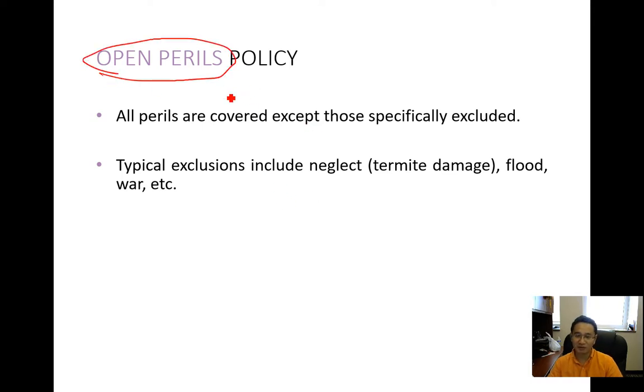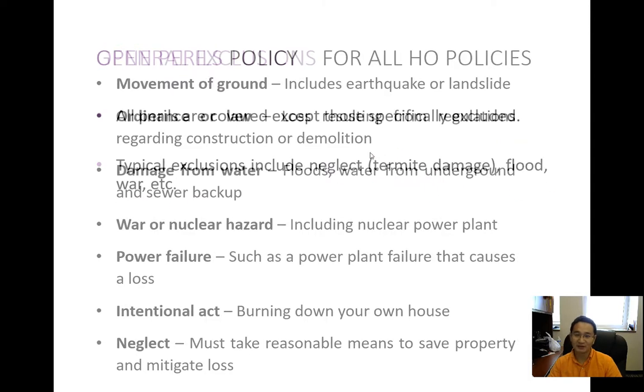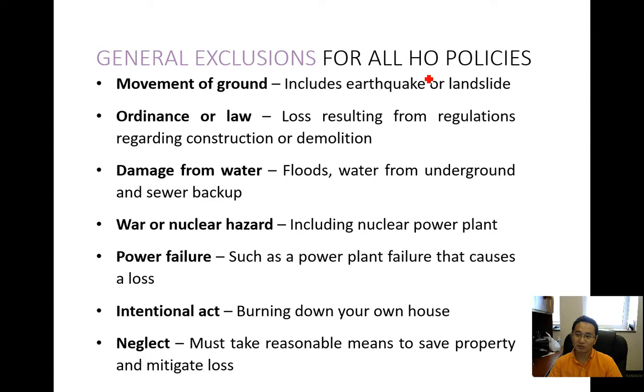Most policies will be open perils. Okay, so what does that mean? It will just cover everything unless they exclude it. So they will talk about exclusions, mainly due to neglect. Termite, right? They will exclude it. Flood, war, earthquake. General exclusions for all homeowner policies include those.